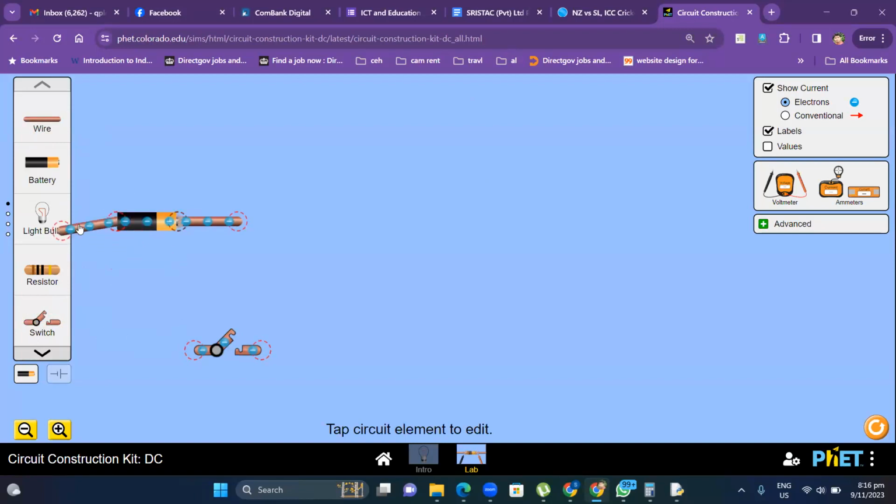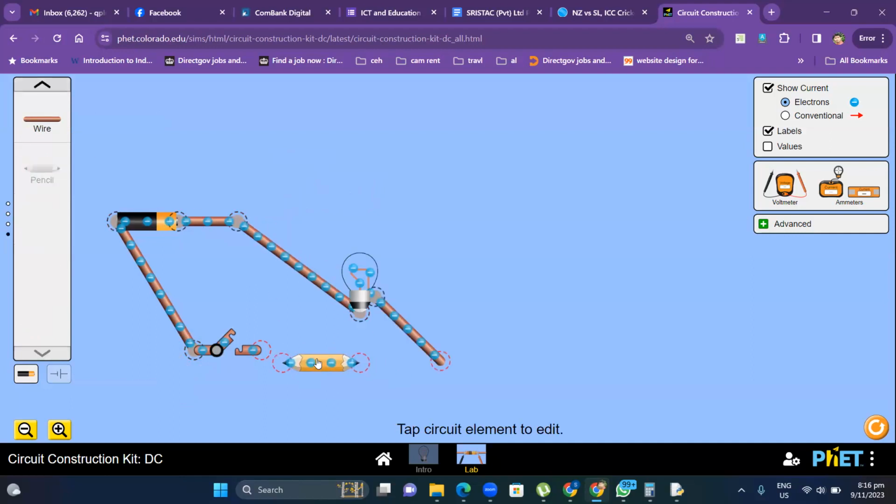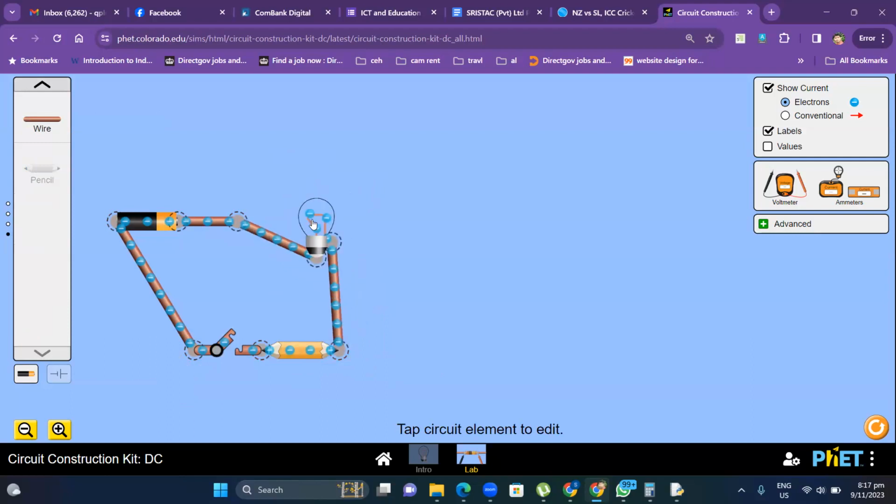And here you can use a battery, and then we can use different things here. Pencil uses carbon, and carbon is basically not a conductor, but it is also conducting some current. You can see it basically lights up the bulb.